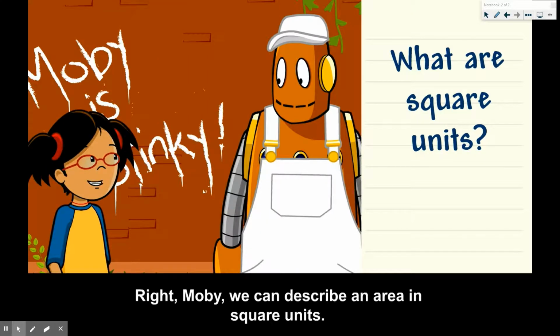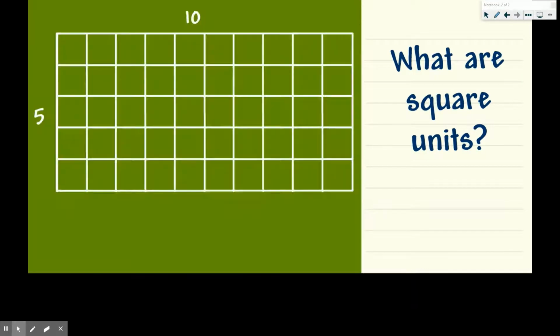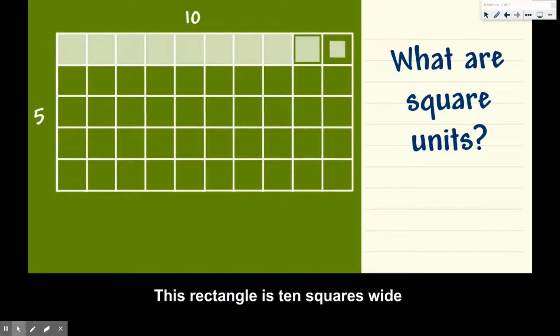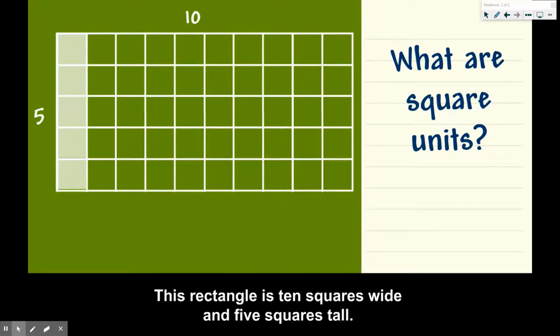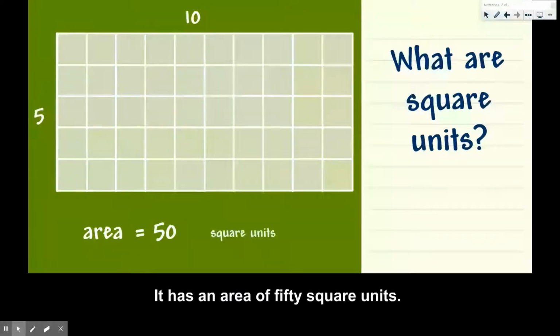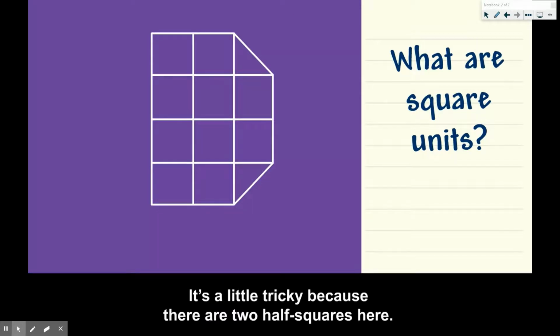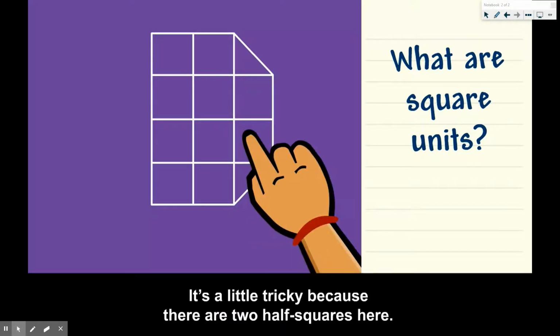Right, Moby, we can describe an area in square units. This rectangle is 10 squares wide and 5 squares tall. It has an area of 50 square units. What is the area of this shape? It's a little tricky because there are 2 half squares here.